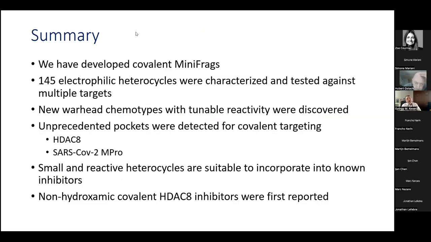So in summary, I showed you that we have developed a number of different fragment libraries. In addition to the mapping library, we also constructed new covalent minifrags. These 145 electrophilic heterocycles were characterized, and they represent new warhead chemotypes with tunable reactivity. We investigated this library against different targets, including HDAC8 and SARS-CoV-2 main protease. And we were able to identify unprecedented binding pockets available for covalent targeting.